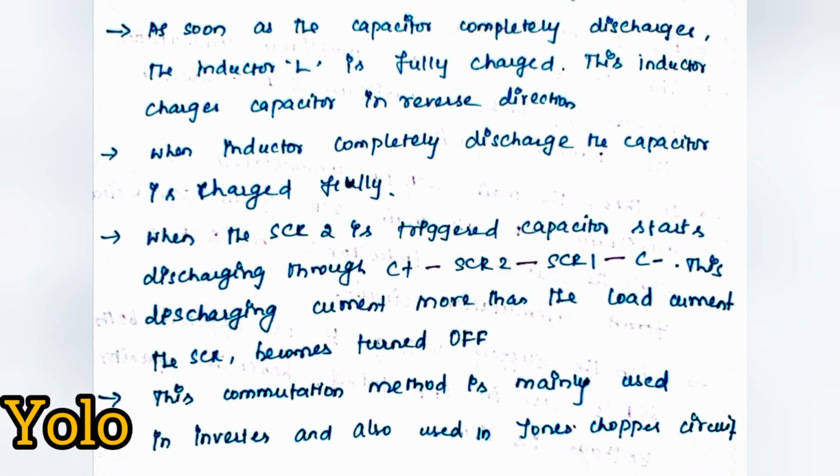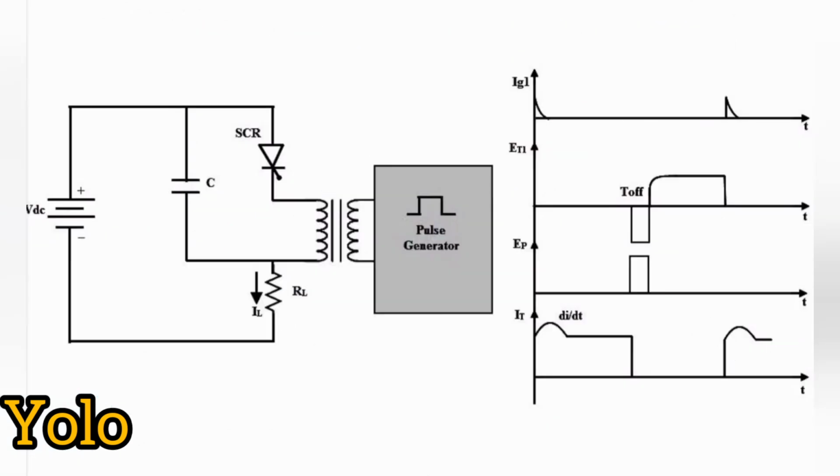As soon as the capacitor completely discharges, the inductor L is fully charged. This inductor charges the capacitor in the reverse direction. When the inductor is completely discharged, the capacitor is charged fully. When SCR2 is triggered, the capacitor starts discharging through the path. If this discharging current is more than the load current, SCR1 turns off. This commutation method is mainly used in inverters and also in the Jones chopper circuit.